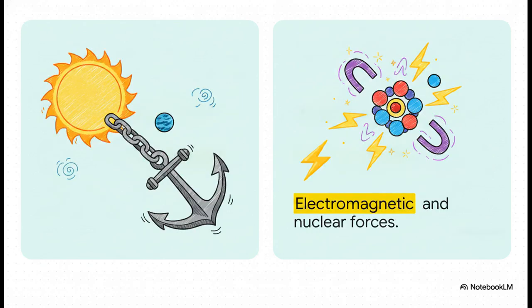Second, the very glue holding the systems together is totally different. Our solar system relies strictly on gravity to keep those planets tethered. But down at the atomic scale, gravity doesn't even enter the chat. Instead, atoms are held together by electromagnetic and strong nuclear forces.